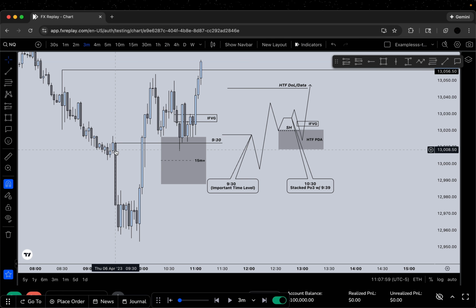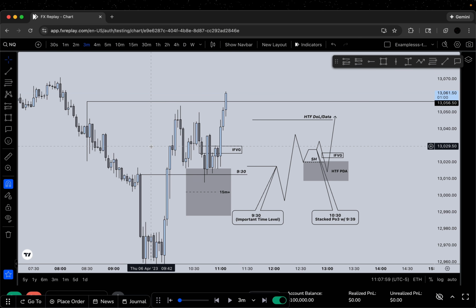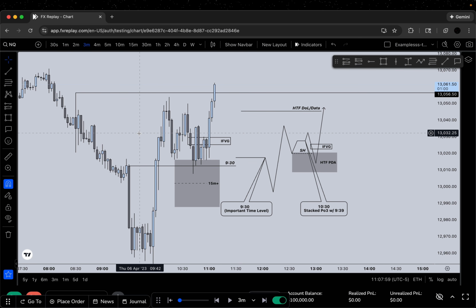Now we're below 930 as well. We've stacked our PD arrays. We've stacked our time openings, as well as low resistance leading up to the high time frame DOL. But then what's the final piece if we have all of that? Well, it's the inversion setup itself.